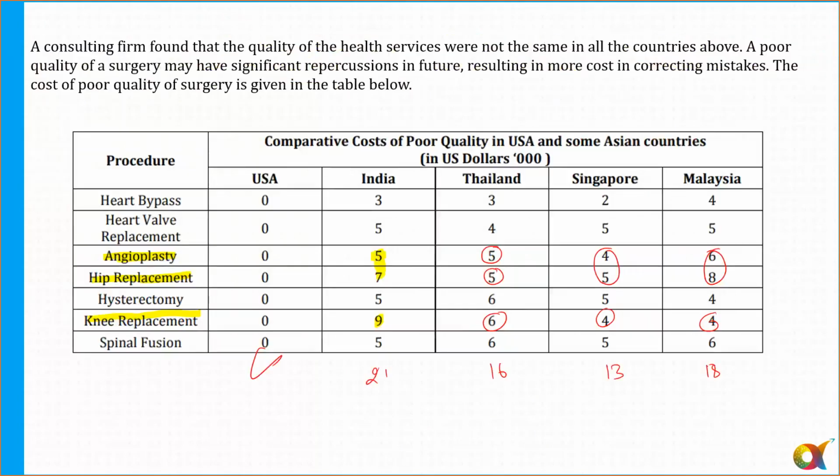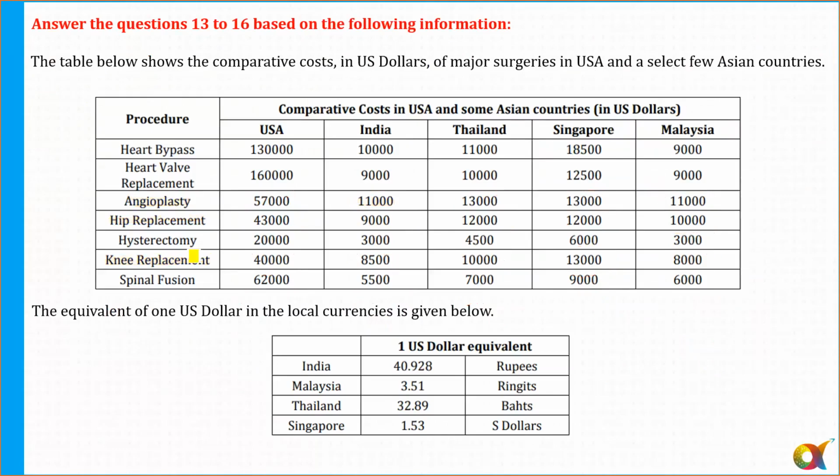For knee replacement only. So for knee replacement, that is 9, and I need to take the poor quality. So 9, 6, 4, and 4. So add this 9, 6, 4, and 4 here in case of knee replacement. So in these values, you can add 9. So plus 9,000, that is 17,500.